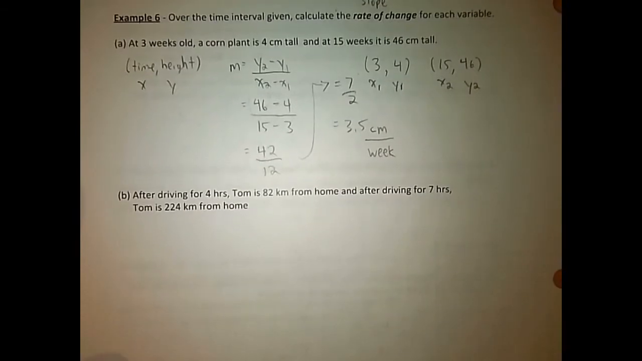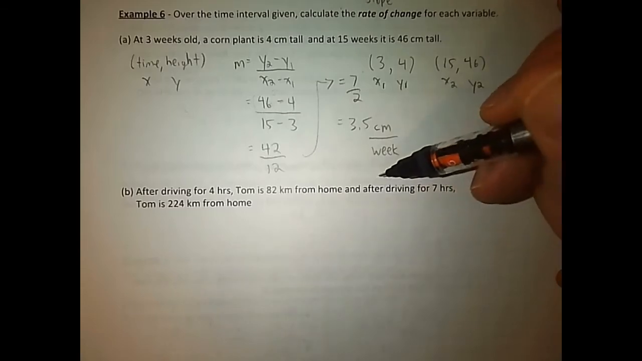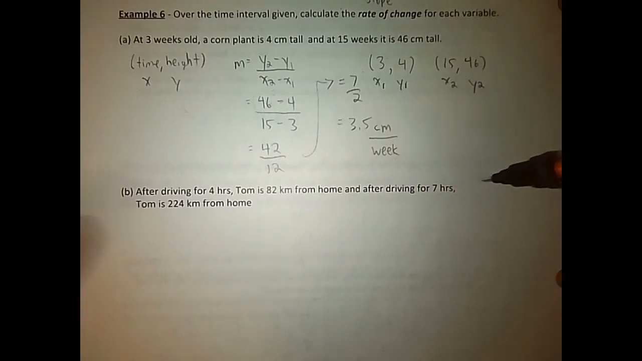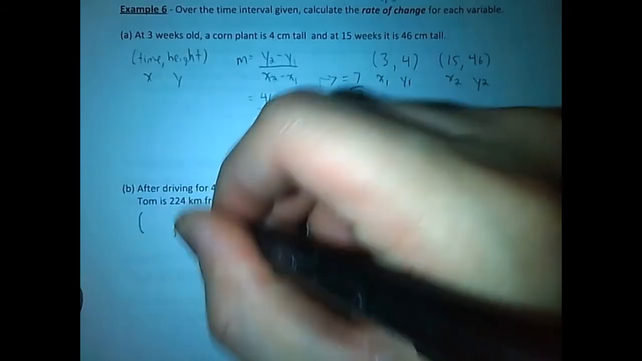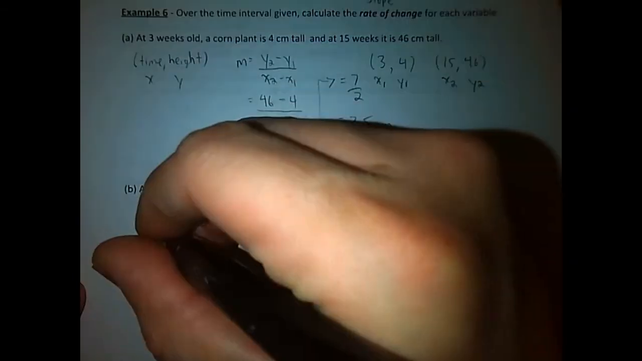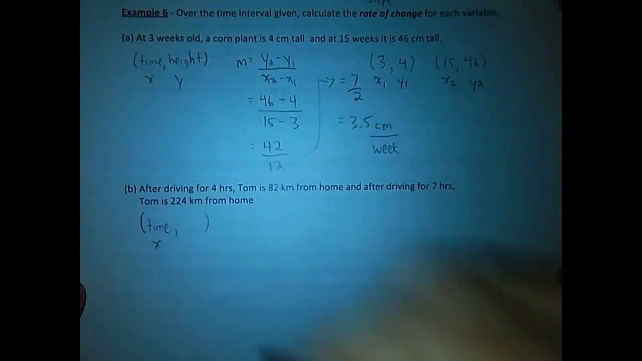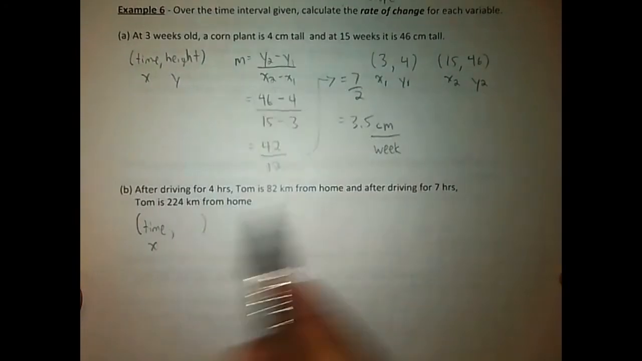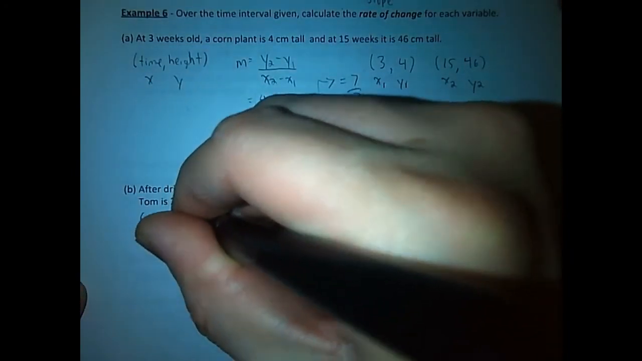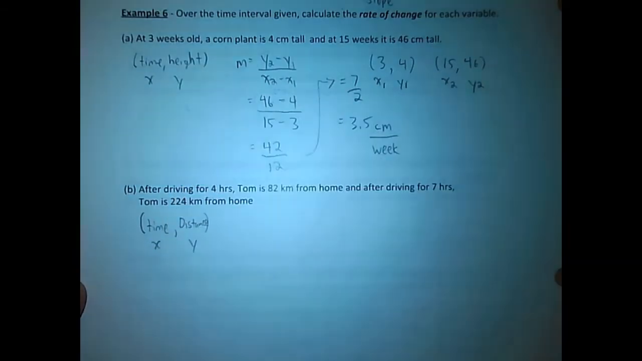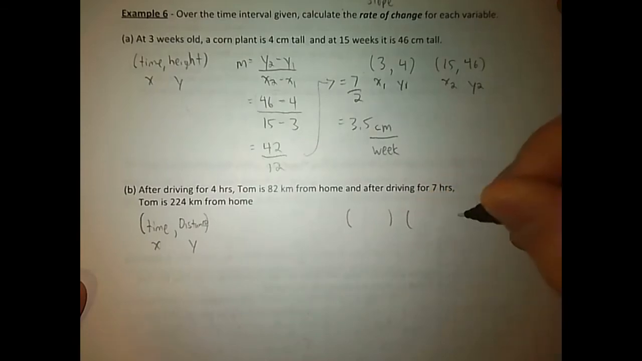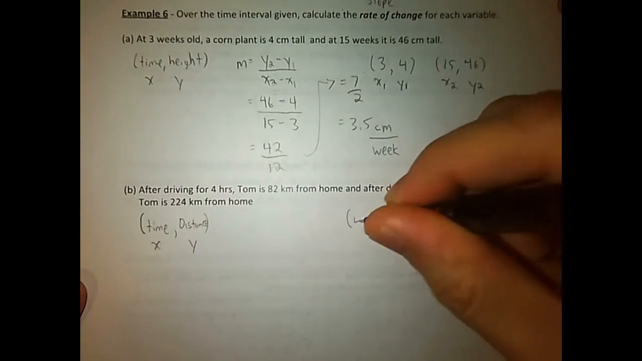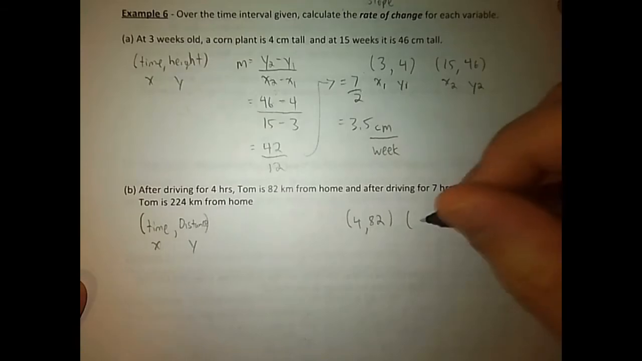Our next example: after driving for 4 hours, Tom is 82 kilometers from home, and after driving for 7 hours, Tom is 224 kilometers from home. So same thing, we're going to define what our variables are. Time will be our independent variable, x, and distance will be our y value. So we're going to write our 2 points again: 4 hours, 82 kilometers, 7 hours, 224 kilometers.